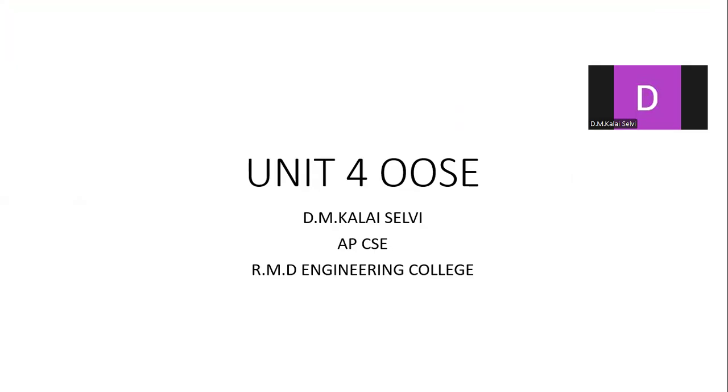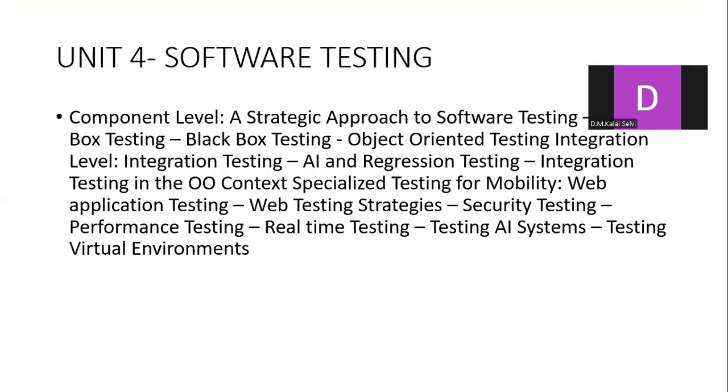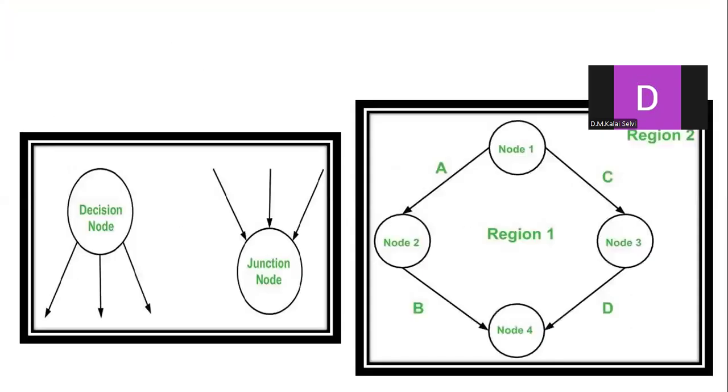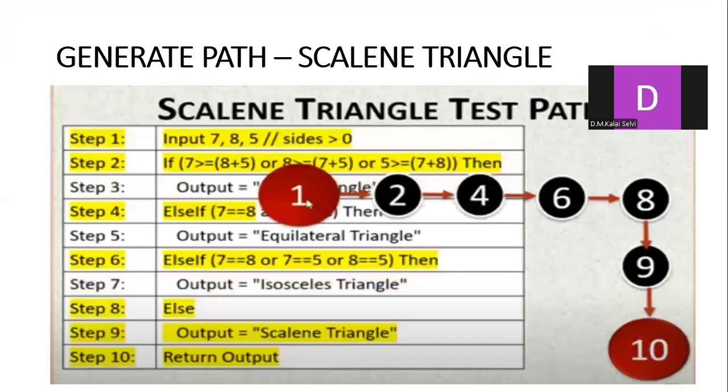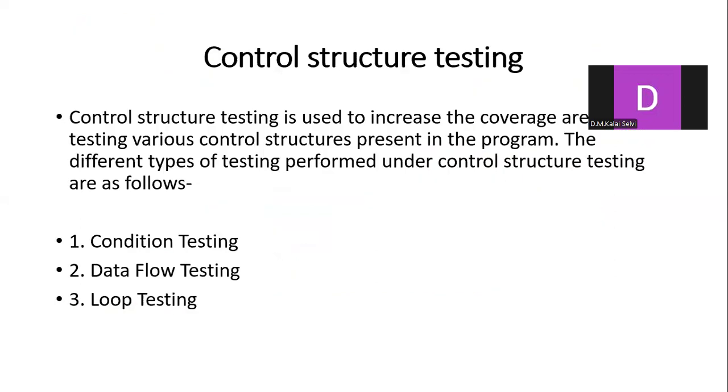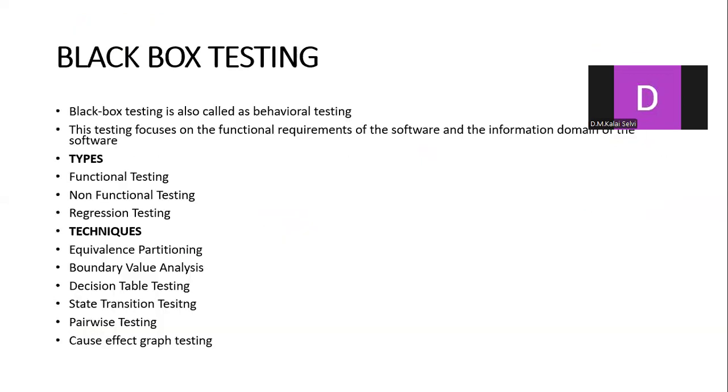Now we are going to see about black box testing in software engineering, object-oriented software engineering. Black box testing is also known as behavioral testing. It focuses only on the functional requirements of the software and hides the information behind it. The types of black box testing are functional testing, non-functional testing, and regression testing.